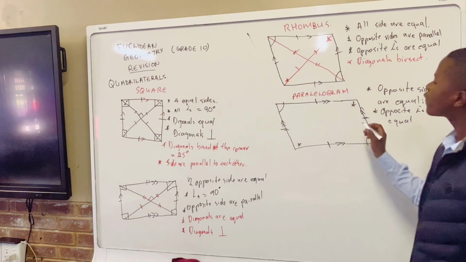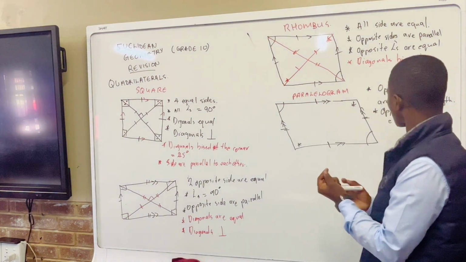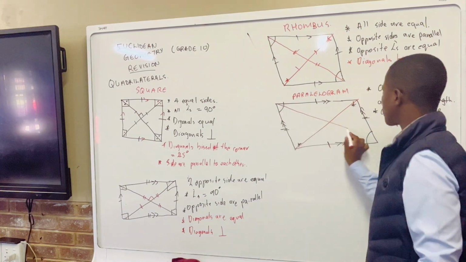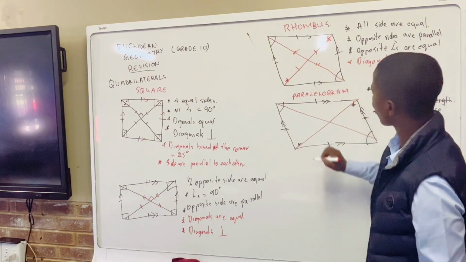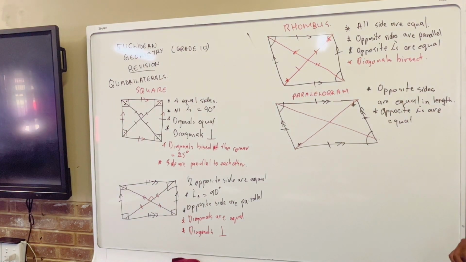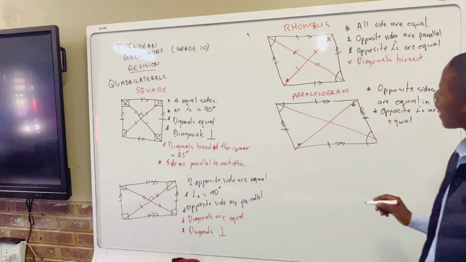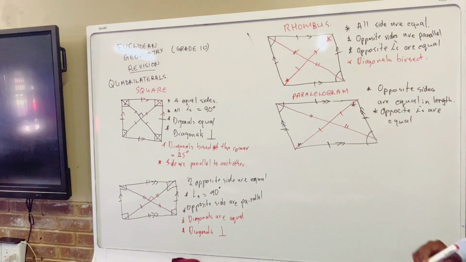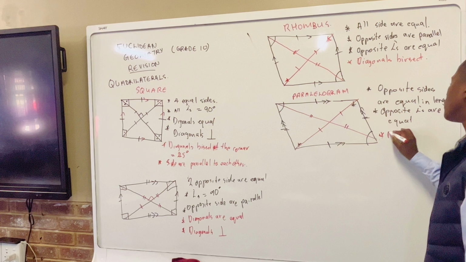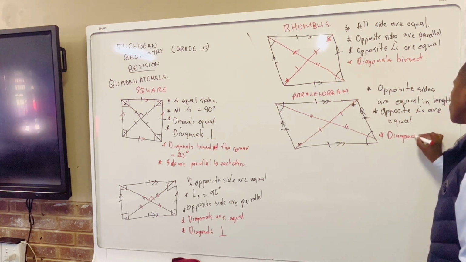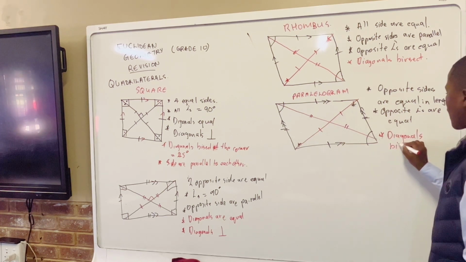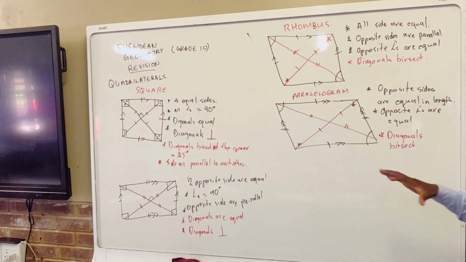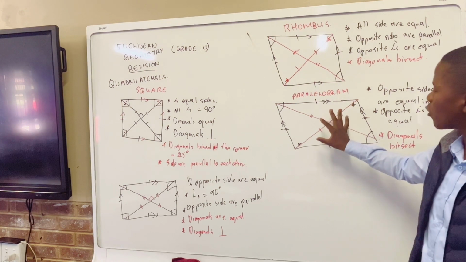And then now, let's say you are having your diagonals. When you have your diagonals drawn here, what they are going to do is that they are going to bisect each other. Your diagonals bisect. So these are some of the properties when it comes to your parallelogram.